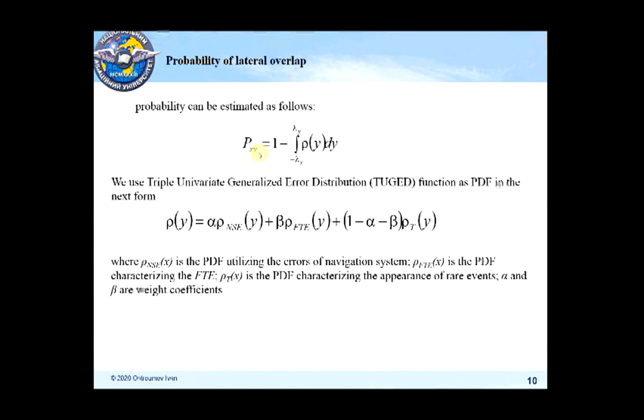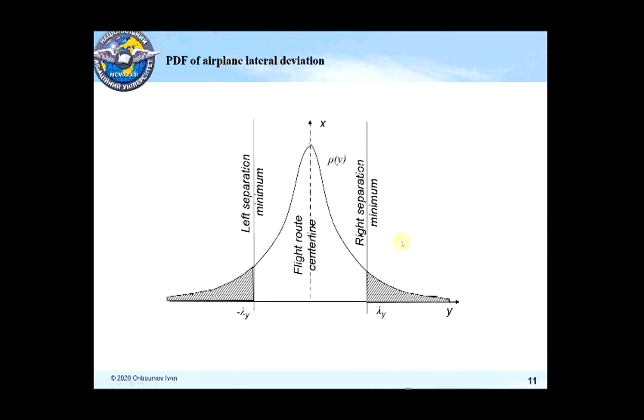In this case, as the probability density function, we use the triple univariate generalized error distribution in the next form, because this distribution gives us the opportunity to take into account the navigation system error component and the flight technical error, which accounts for the human factor influence in maintaining the aircraft on the trajectory, and the influence of highly rare events. That's why we call it the probability density function of tail. If we have a predefined trajectory of aircraft and a lot of realizations of this trajectory, then we can rebuild our probability density function.